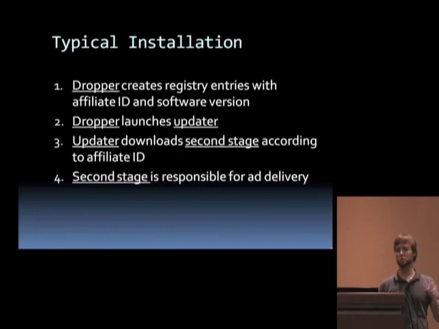First, it creates some registry entries and stores some key information in there. For example, you will have the affiliate ID for the guys to claim money at the end of the day, and the software version. The dropper then launches the updater. This updater will register as a system service and will continuously run in the background, frequently checking for updates and installing them. So the first time the updater is launched, it will download a second stage binary, which will be in charge of delivering advertisements. And the second stage binary will be different according to the affiliate ID.